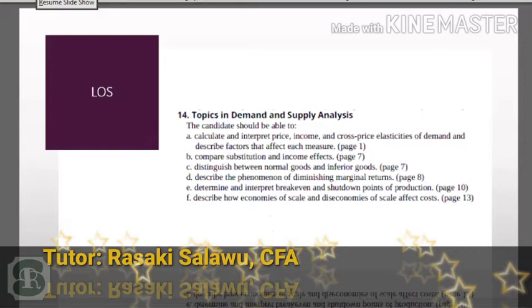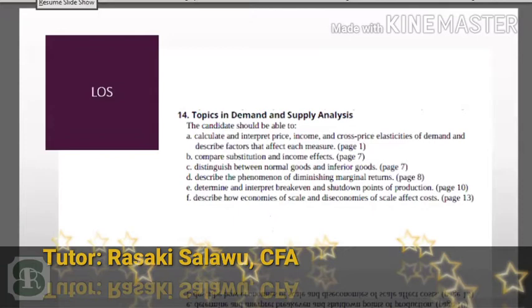Now you would observe that the first three LOS is looking at, we are studying economics from the point of view of the consumer. That's why we're talking about things such as elasticities of demand, substitution and income effects, looking at it from the point of view of the consumer, that is you and I.